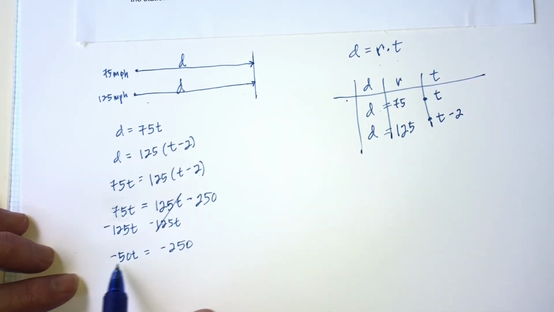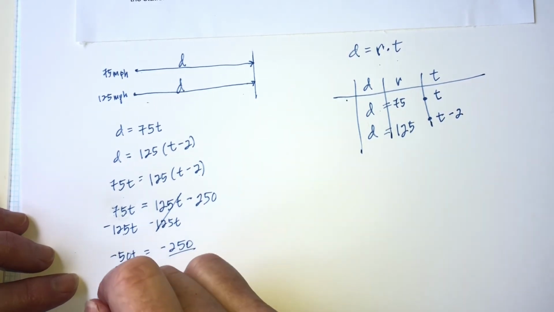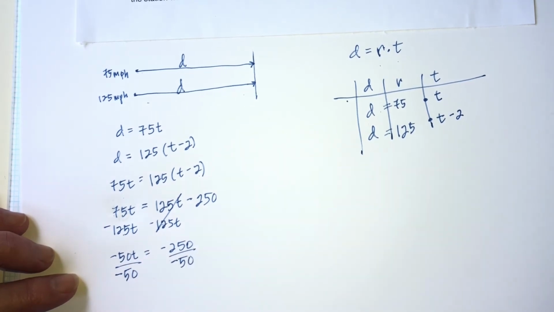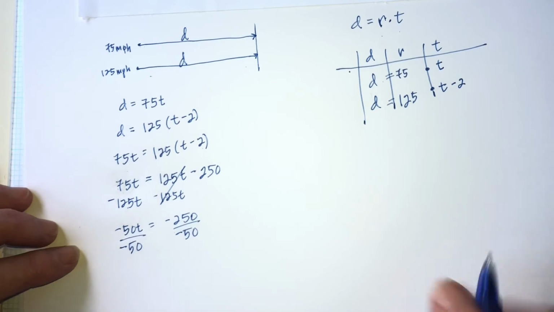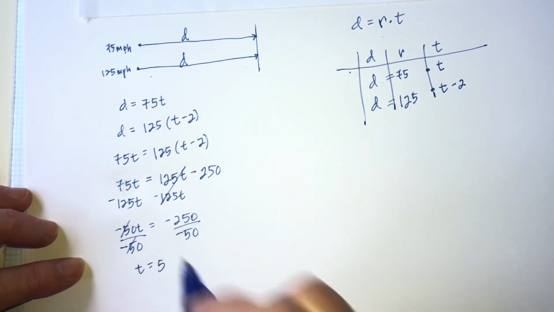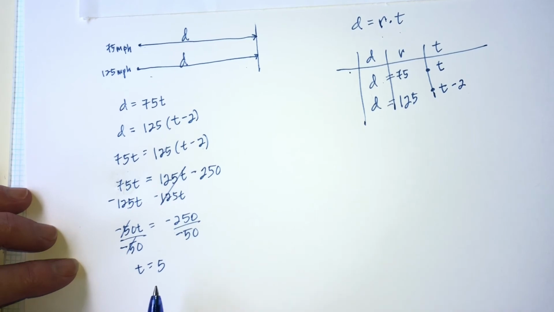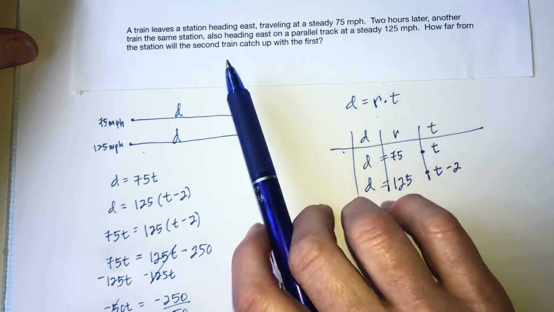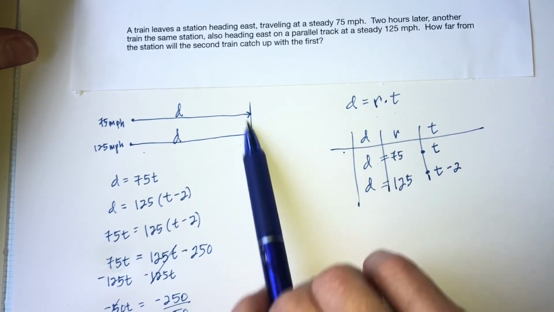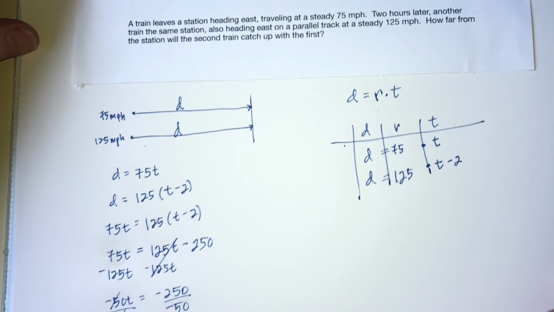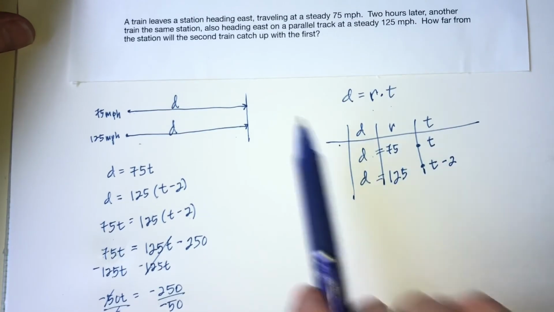Now we want to get t by itself. We'll divide both sides by negative 50. And these cancel and we get t equals 5. But we're not done yet, because recall, looking back at the original problem, it asks us how far from the station those trains will be when the second train catches up with the first. So we're almost to the point of being able to answer that.